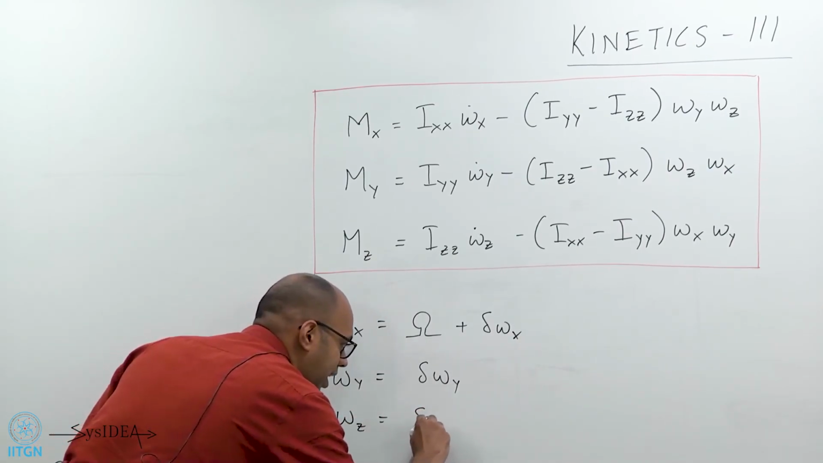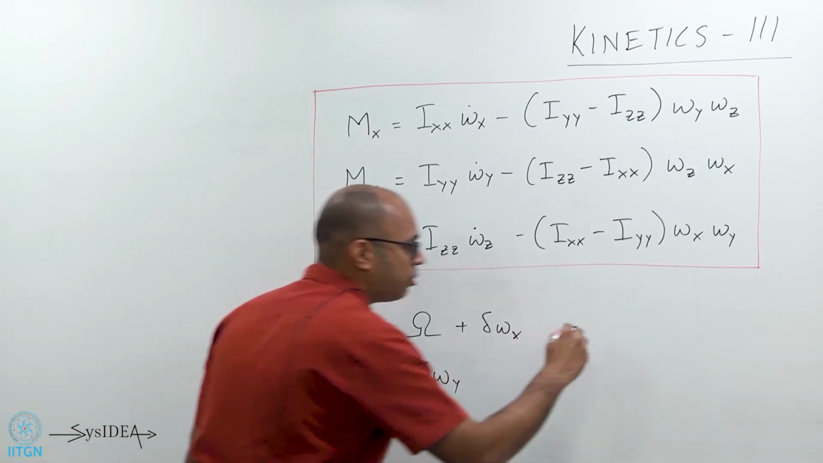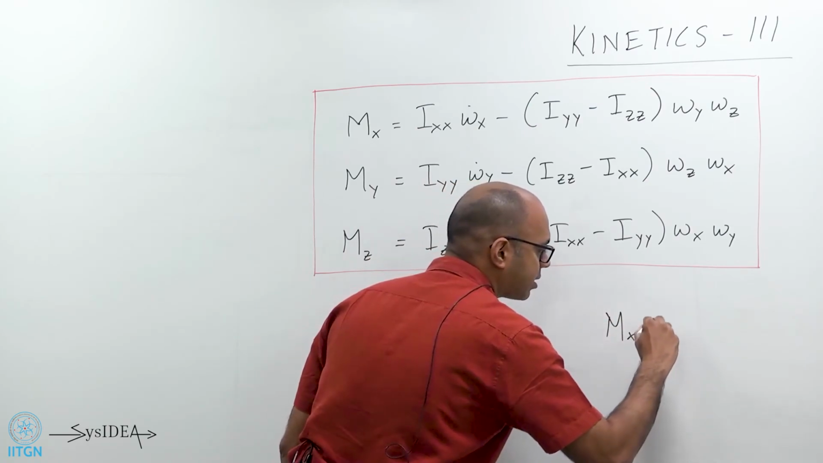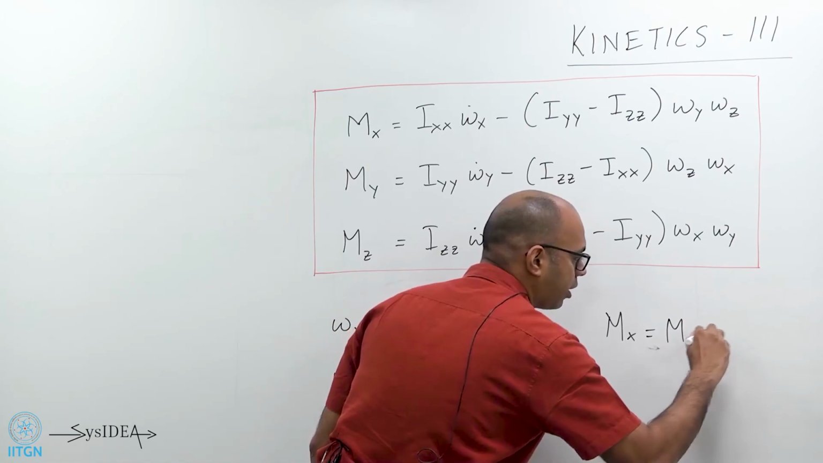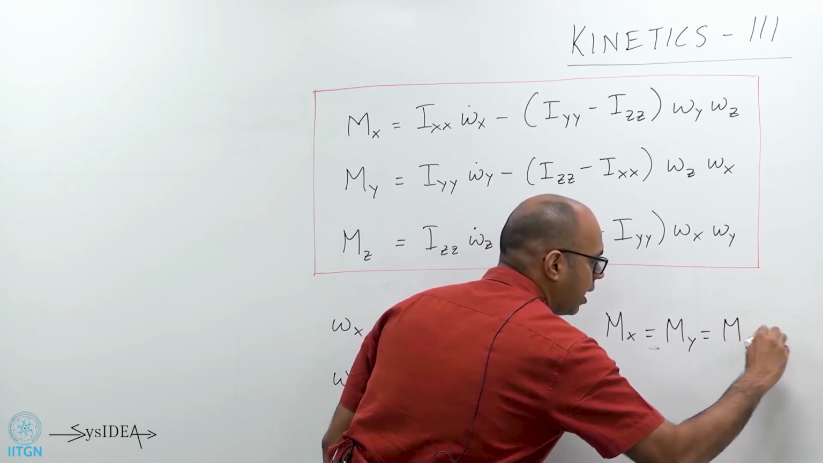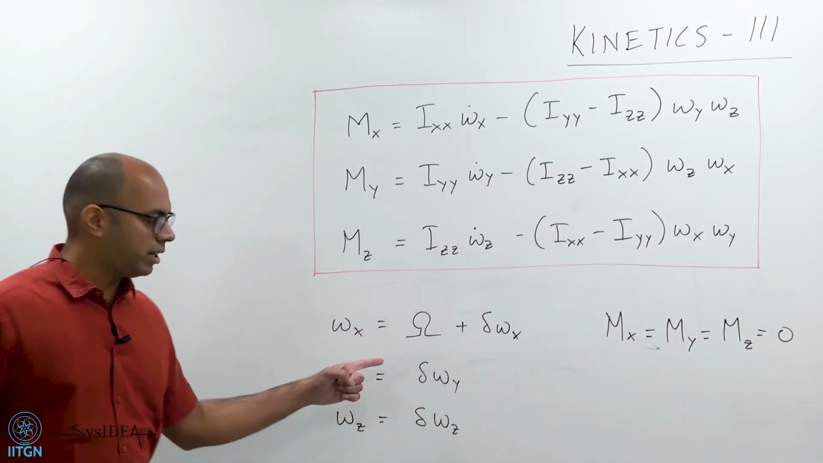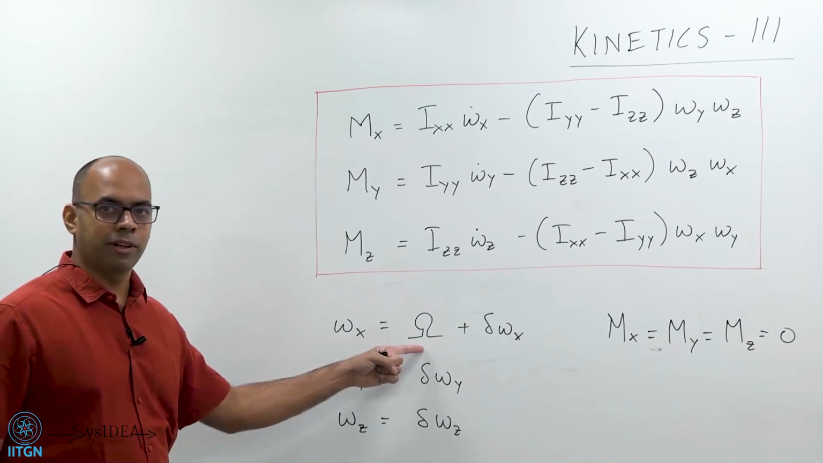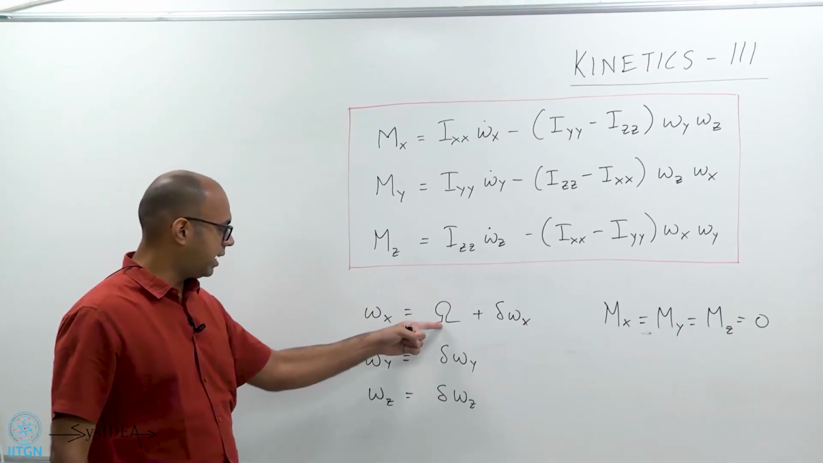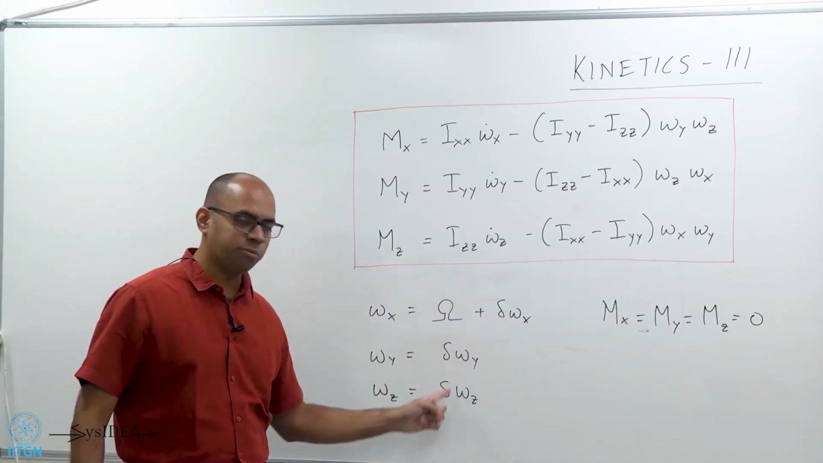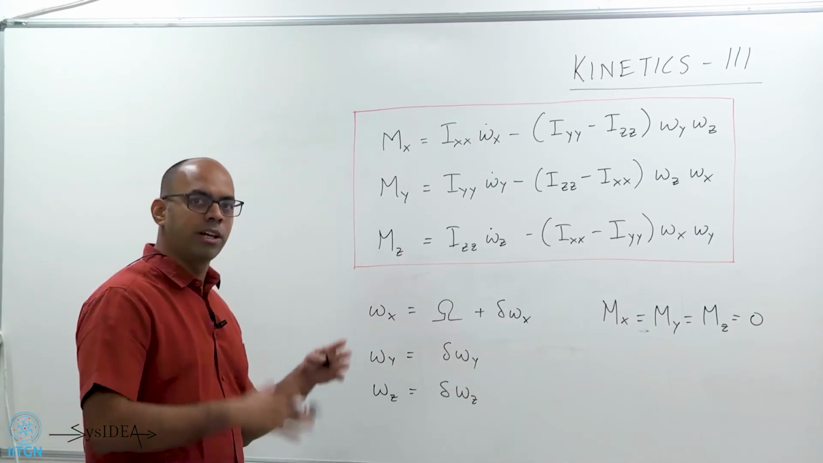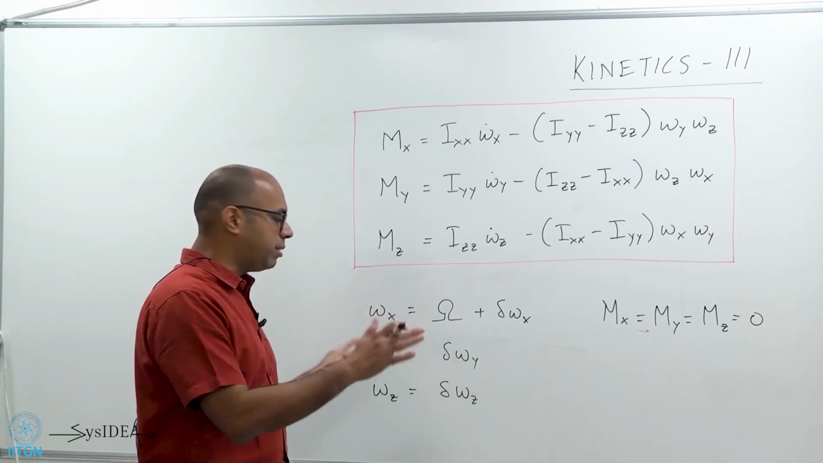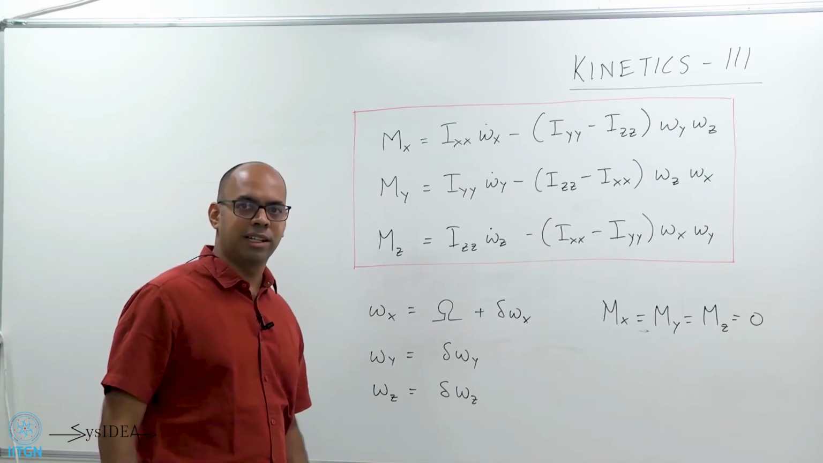Now the question we are asking is, supposing there are no moments, Mx, My, and Mz are all 0, and it is initially rotating with a constant angular velocity, angular rate Omega, about one of its axes, and there are small perturbations in all 3 axes. How do they evolve with time? Do they grow or do they remain bounded? That is the question we are really answering.